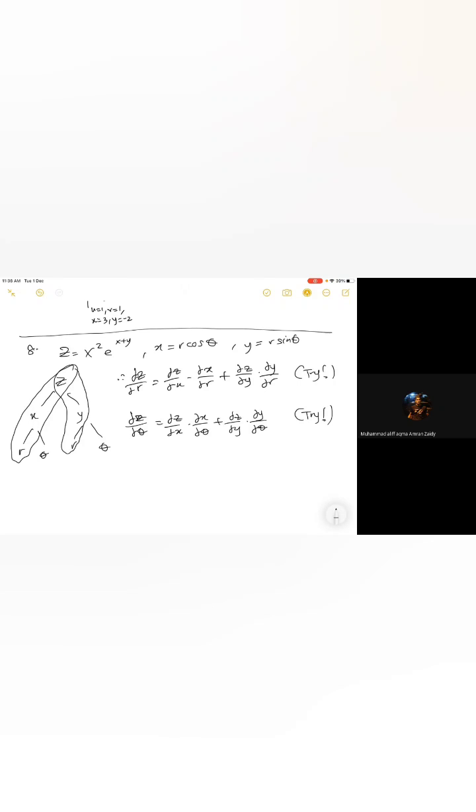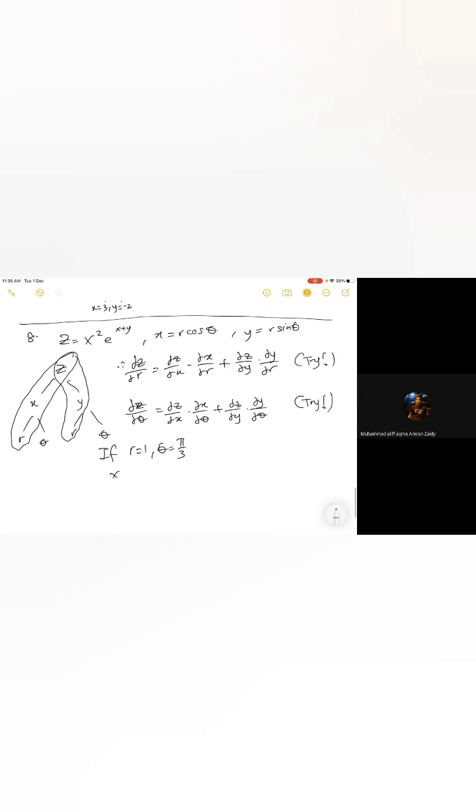Okay, so the question asks you to substitute r equals to 1, theta equals to pi over 3. Okay, don't forget to find x and y as well. So x is 1 cos pi over 3 and y is 1 sin pi over 3, which is 0.5 and square root 3 over 2. So substitute this as well. So you may try.